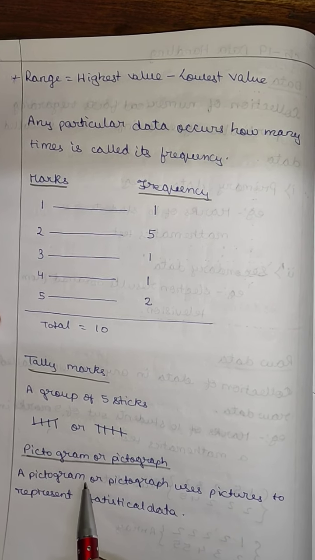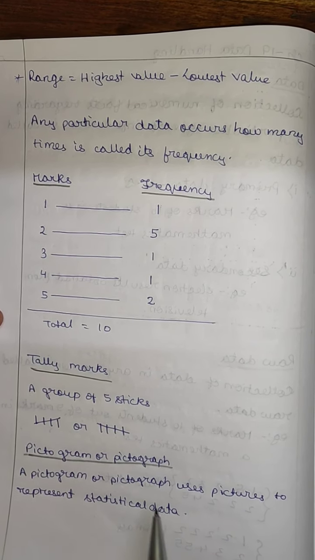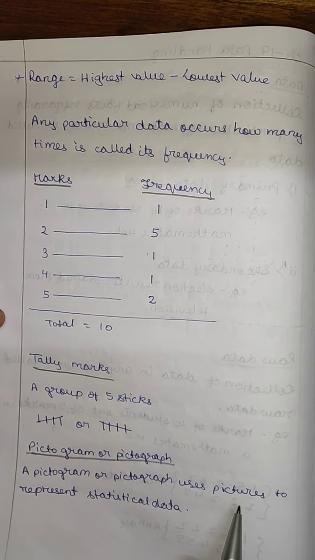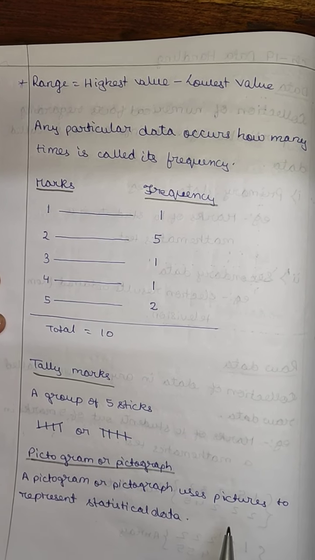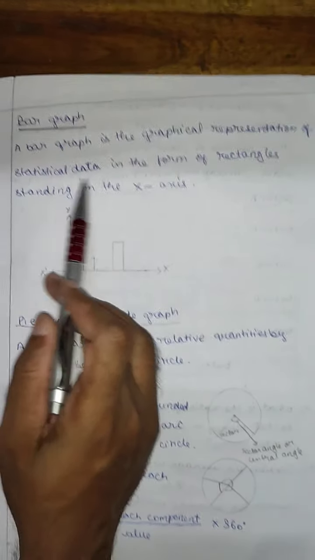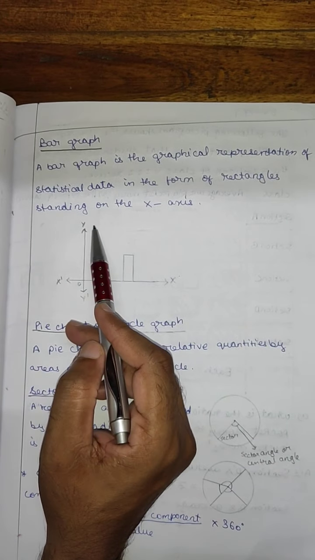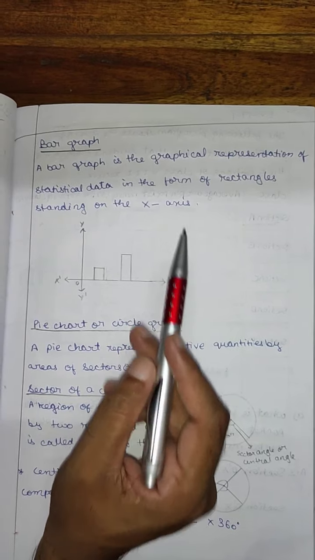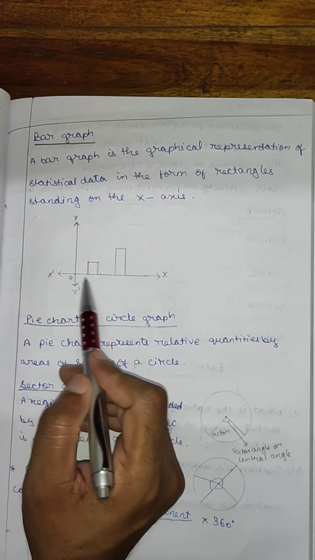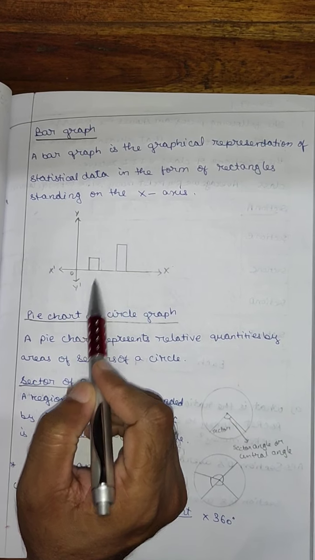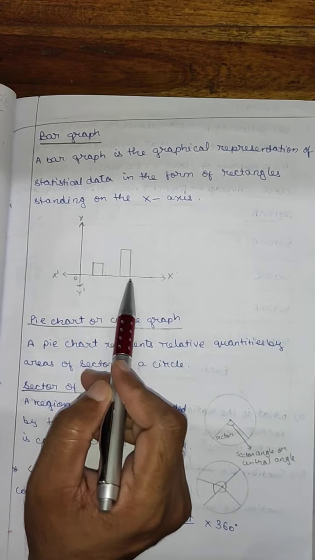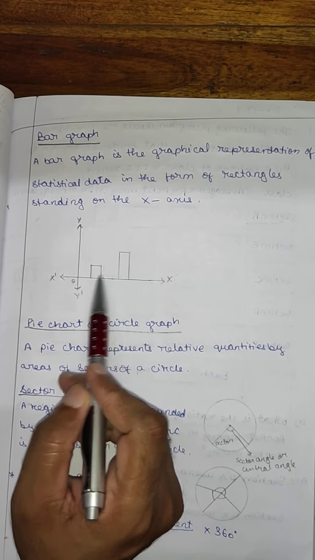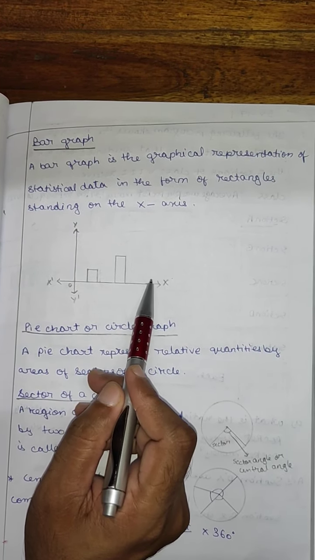Next, regarding pictogram or pictograph, we will use pictures to represent the statistical data. By taking different pictures, you will represent the data on plain paper as a pictogram. Next, regarding bar graph. A bar graph is the graphical representation of statistical data in the form of rectangles standing on the x-axis. Already you have learned about x-axis and y-axis. On the positive side of the x-axis, by keeping equal gaps, we will represent the respective data in the form of rectangles, which is known as a bar graph.